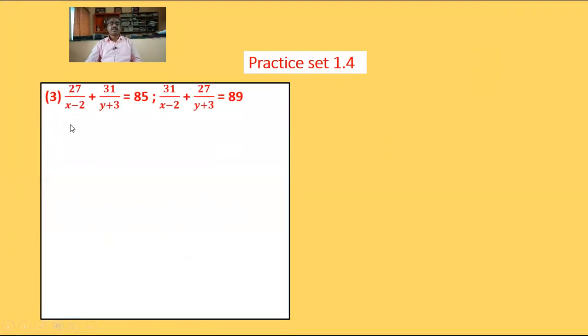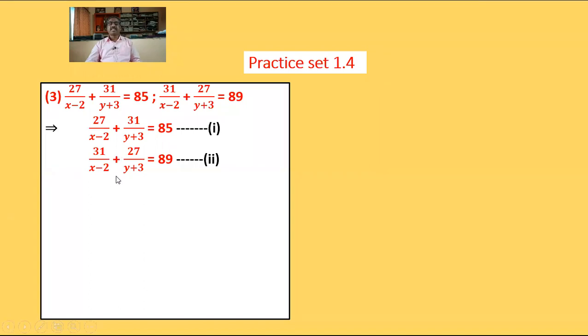Problem number 3. 27 upon x minus 2 plus 31 upon y plus 3 is equal to 85. And 31 upon x minus 2 plus 27 upon y plus 3 is equal to 89. First, give the name of equation. 27 upon x minus 2 plus 31 upon y plus 3 is equal to 85, equation number 1. And 31 upon x minus 2 plus 27 upon y plus 3 is equal to 89, equation number 2.